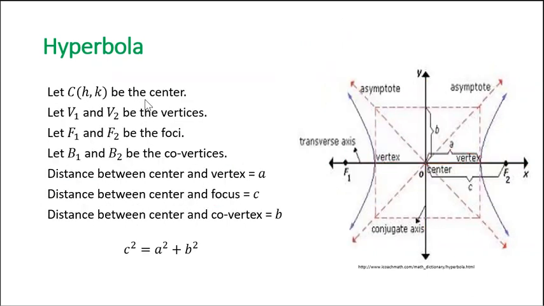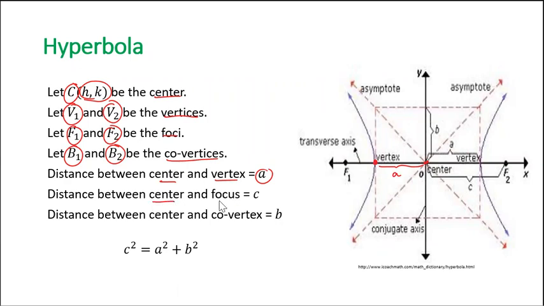Now, for the parts of the hyperbola, we let capital C be the center of the hyperbola with coordinates h comma k. Just like in the ellipse, we call V sub 1 and V sub 2 the vertices, F sub 1 and F sub 2 the foci, and B sub 1 and B sub 2 the co-vertices. Now, the distance between the center and one of the vertices is a. So if we have this vertex here and this is the center, the length of this line, or the distance between the vertex and the center, is small a.